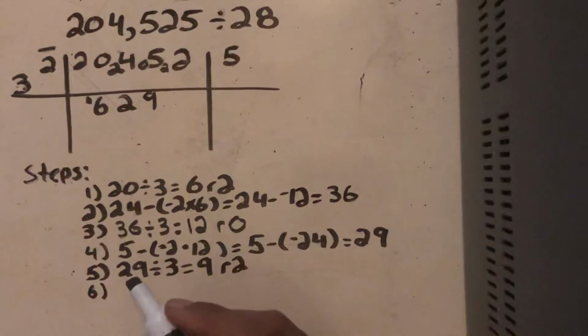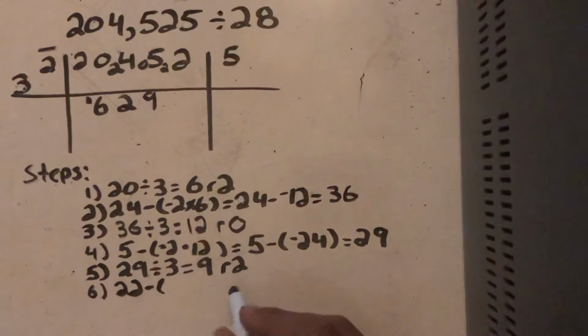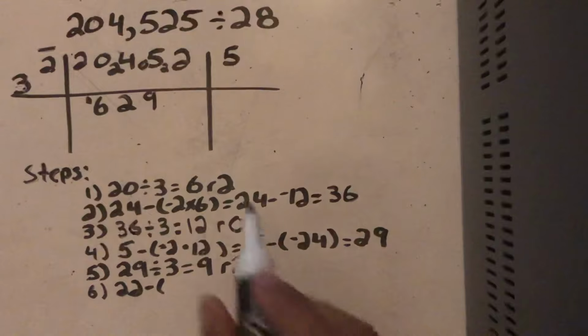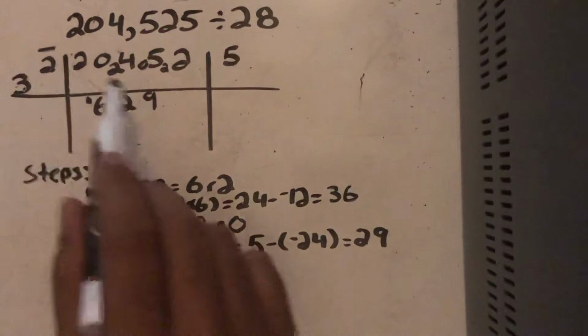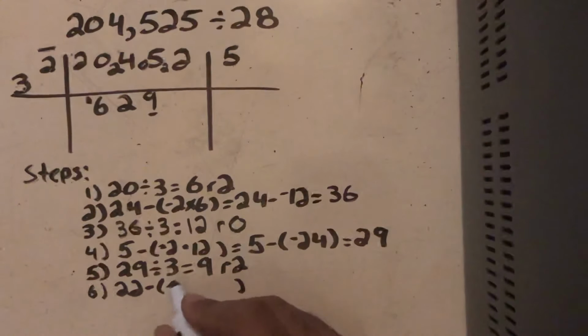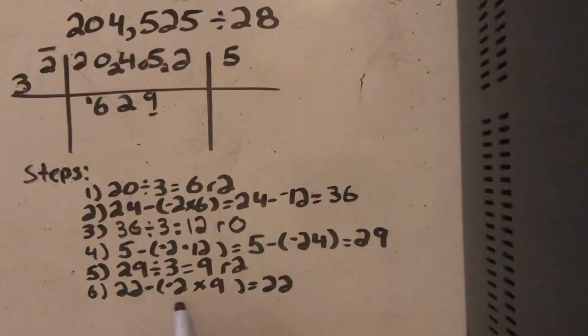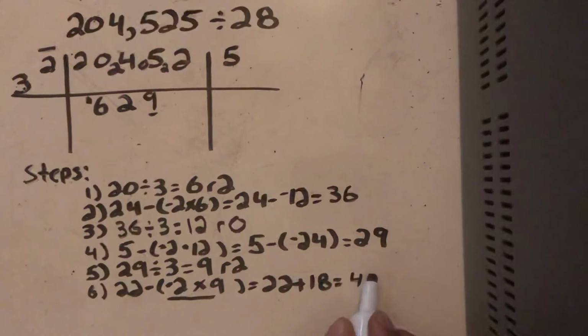I'm going to make my adjustment right now. So I have 22 minus, what do I do? I multiply this flag digit times my recent quotient figure. So minus negative 2 times 9. I just get 22. Now, double negative means plus 18. So I get 40. Okay? I get 40. Step 7, let's make the division.